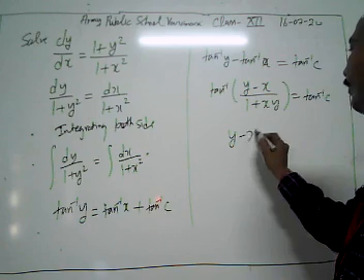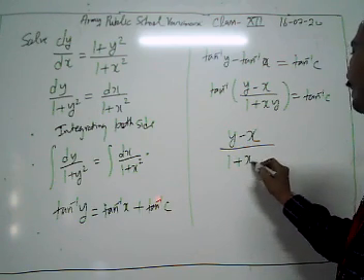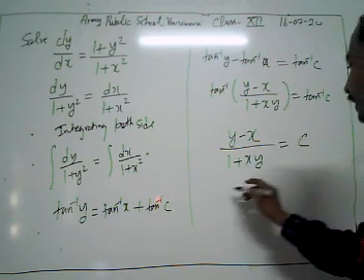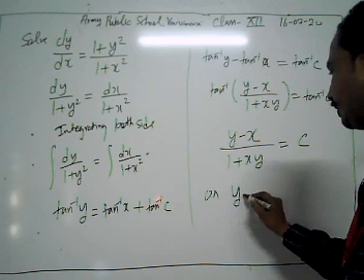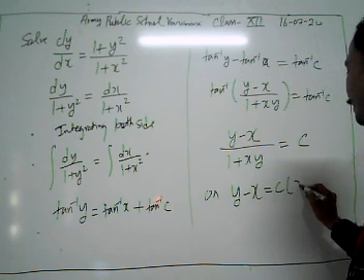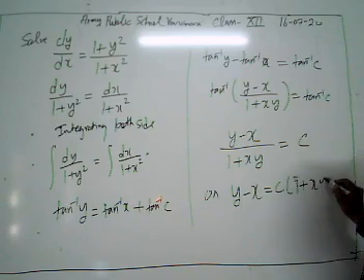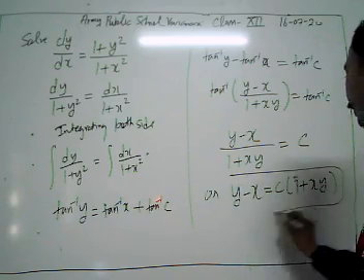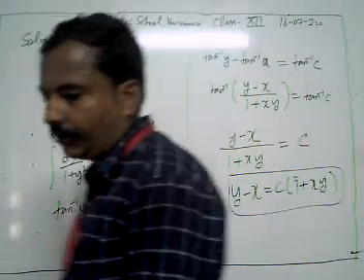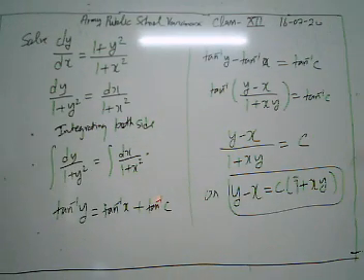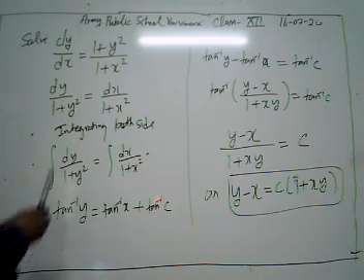Then after solving, what we have? (y minus x) upon (1 plus xy) is equal to c, or our solution is y minus x equal to c times (1 plus xy). This is our required solution of the differential equation dy by dx equals 1 plus y square upon 1 plus x square.